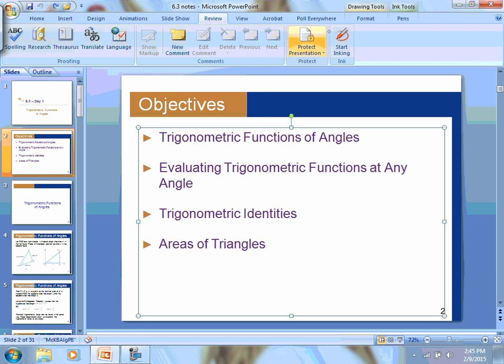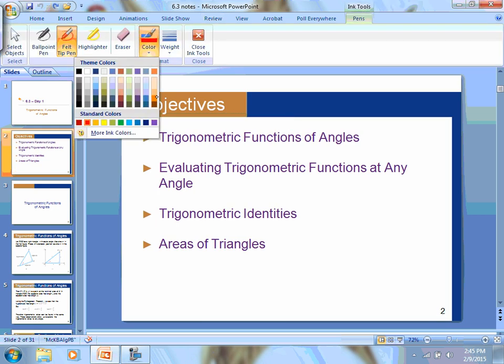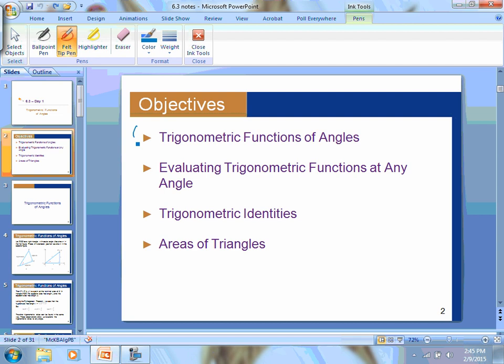Sorry about that. I wasn't in my inking mode yet. There we go. So we're just going to do those top two objectives for today.